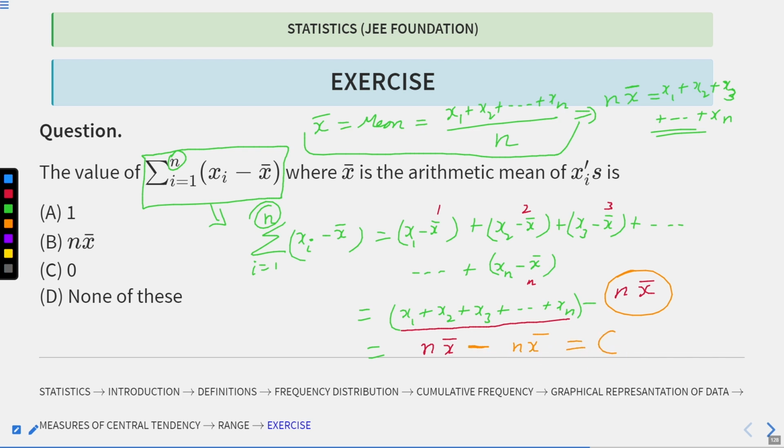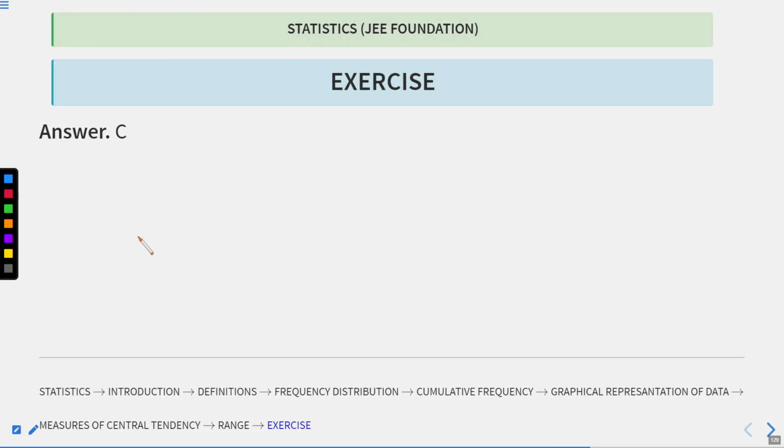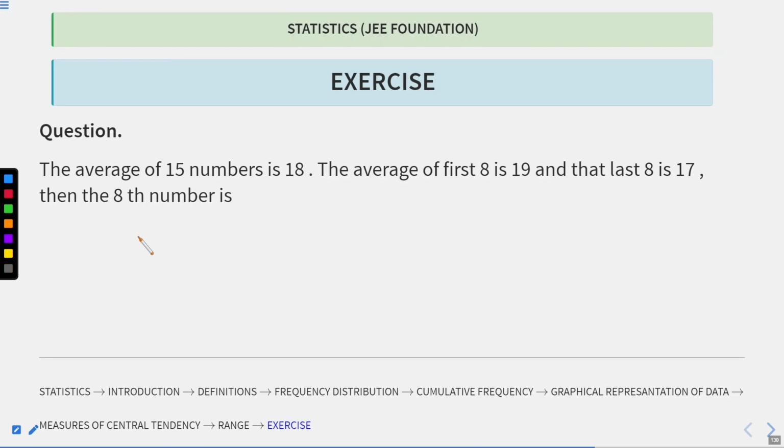This means the remaining thing is equal to 0 because both of the terms are equal to each other. So something equal minus something equal gives me a 0. Okay, so now the option C is my correct option. Let's move to the next question.